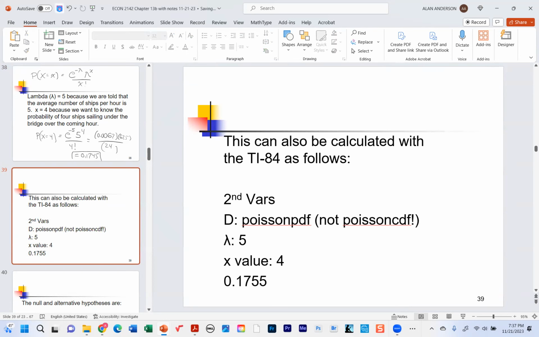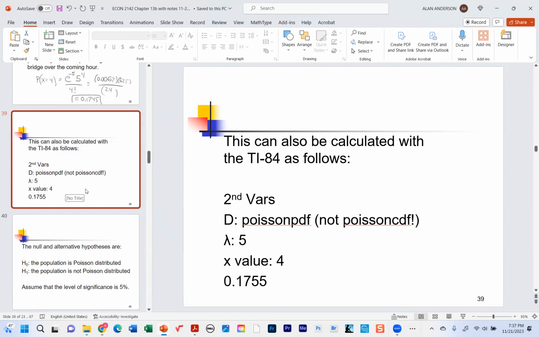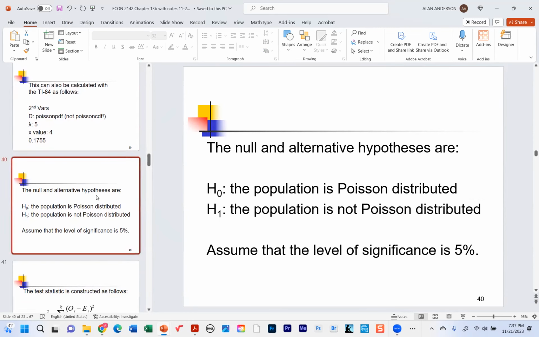So in order to test whether or not our data follow the Poisson distribution, we need to be ready to calculate Poisson probabilities. So first things first, what are the null and the alternative hypotheses? Well, the null is that the population follows the Poisson distribution. The alternative is that it does not. So if you notice, once again, that implies that this is a right tail test.